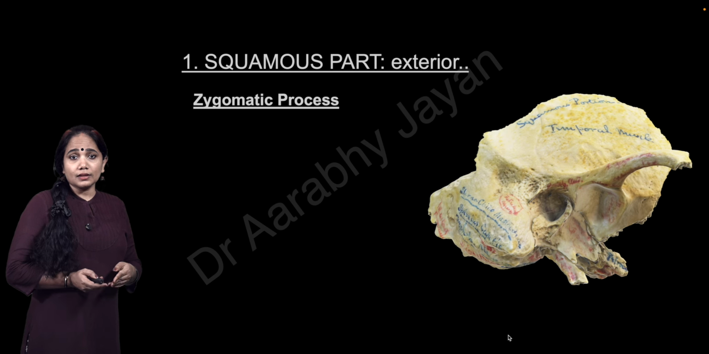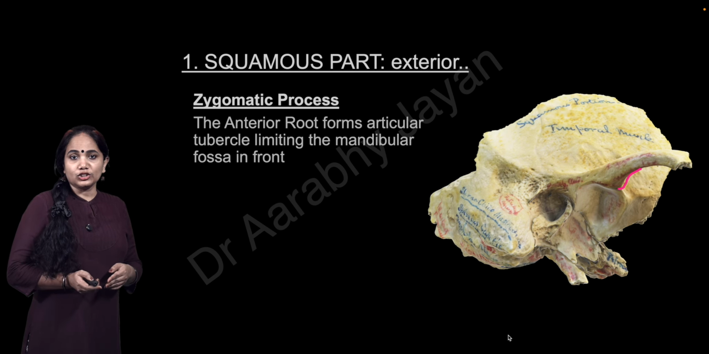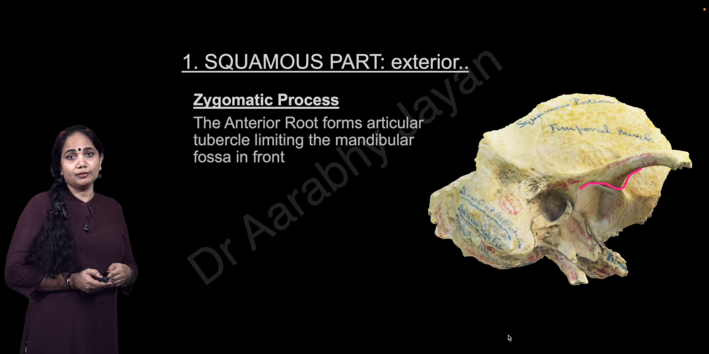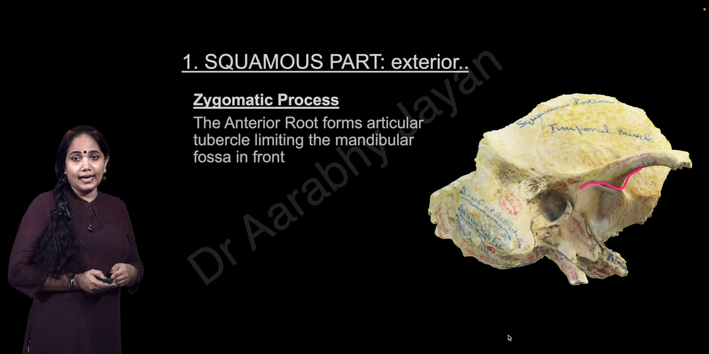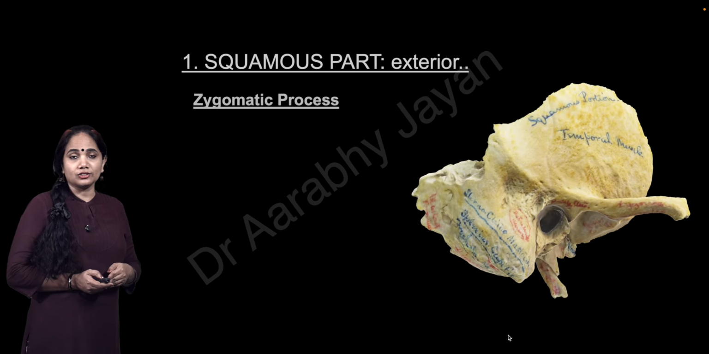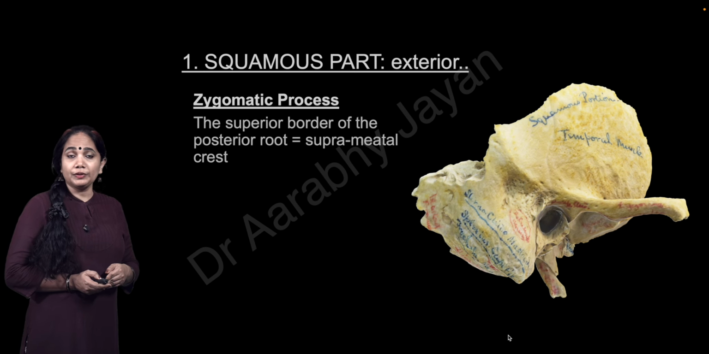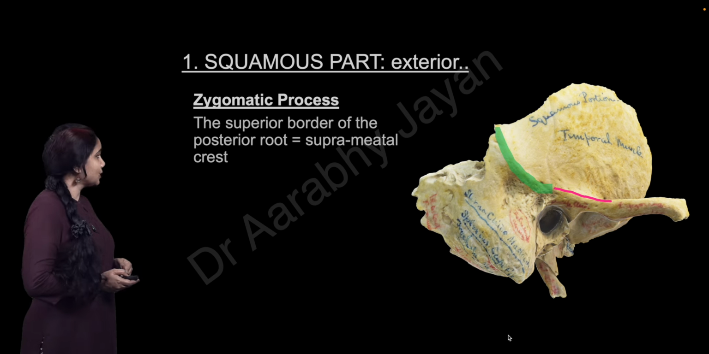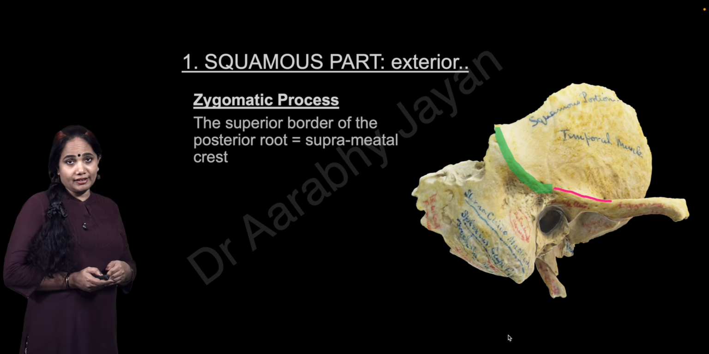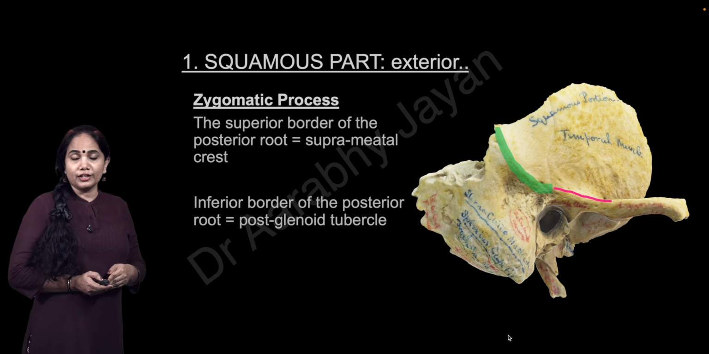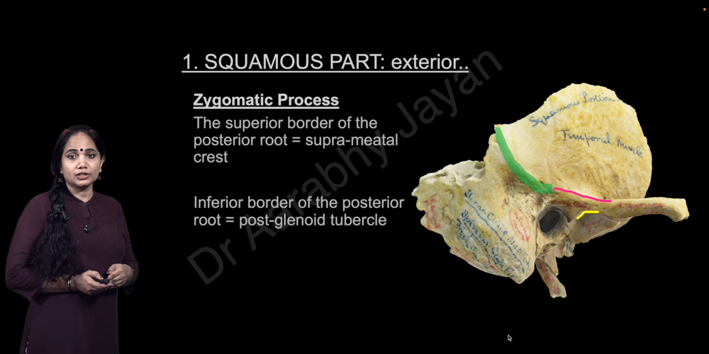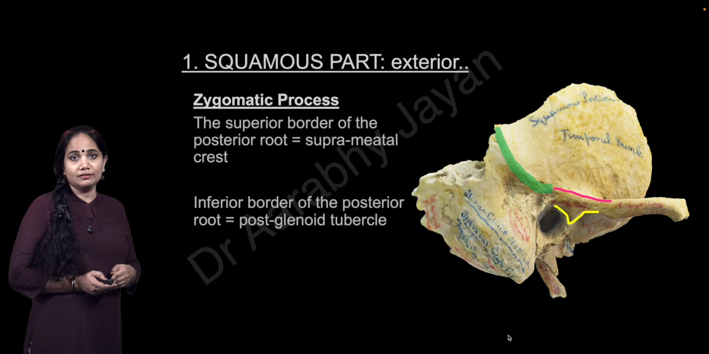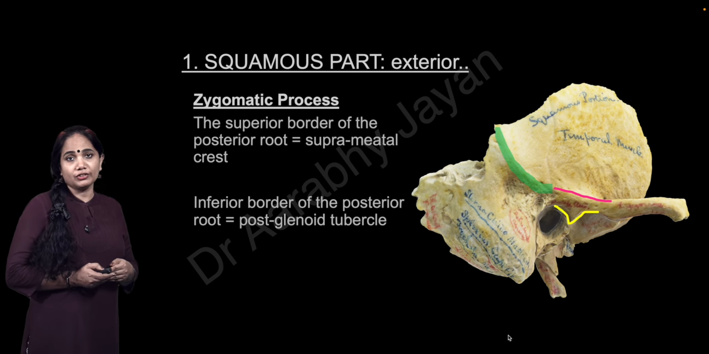Now, the anterior root actually forms the anterior tubercle limiting the mandibular fossa anteriorly, and the posterior root actually has two borders. The superior border of the posterior root continues as the mastoid crest, while the inferior border of the posterior root forms the postglenoid tubercle, which limits the movement of the head of the mandible posteriorly.